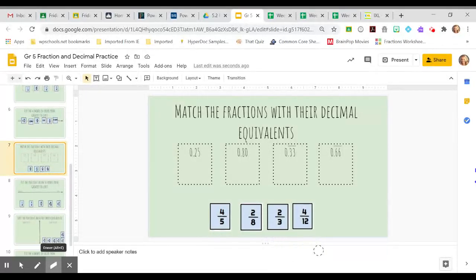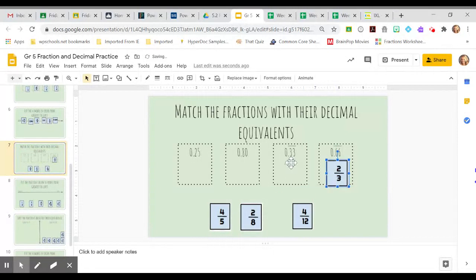So we are matching these fractions with decimals. All right, so right here we have our repeating decimals. So we should know which one goes with which. 66 hundredths is equivalent to 2/3. We do not have 1/3 here, but one of these does equal 1/3. And that would be 4/12 in simplest form. And then we have 2/8, which is the same as a quarter.